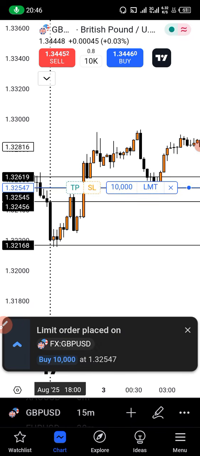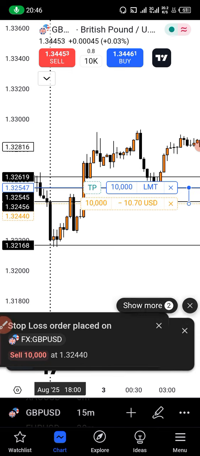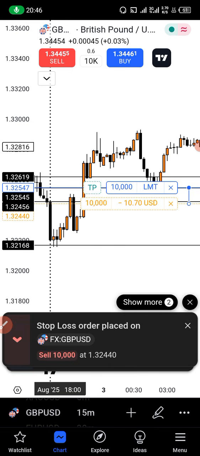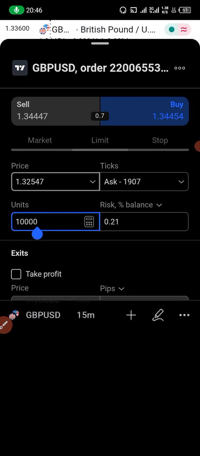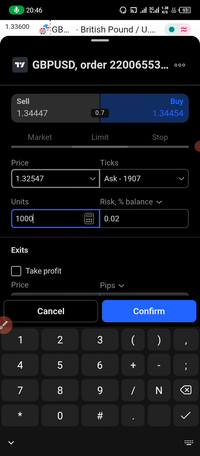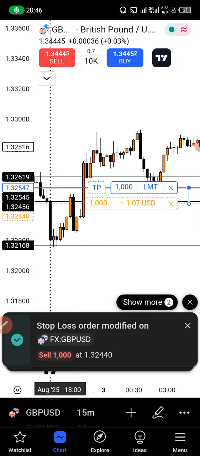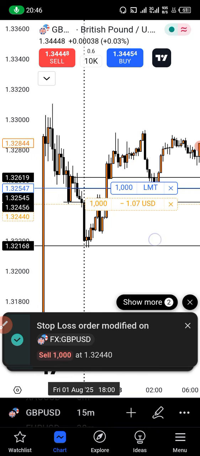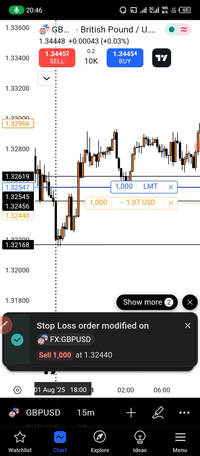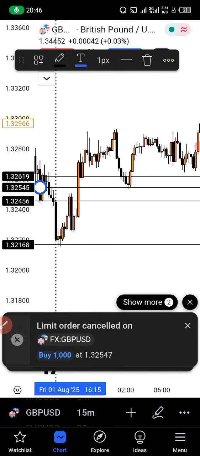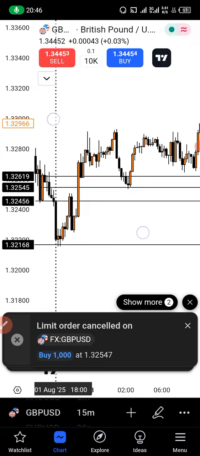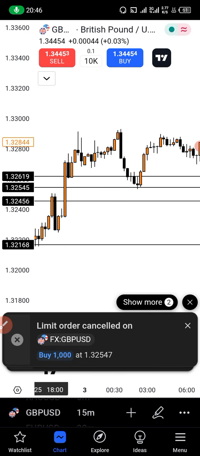You decide to pull your stop loss down here a bit. Let's say we're using a 1000 account. What are we risking now? You can see we're risking very little, $1. Incredible. We're risking $1, and you can see how we've reduced the number of pips and the stop loss as well.